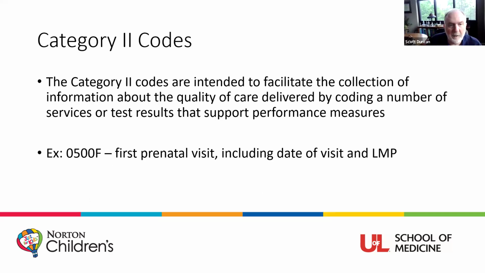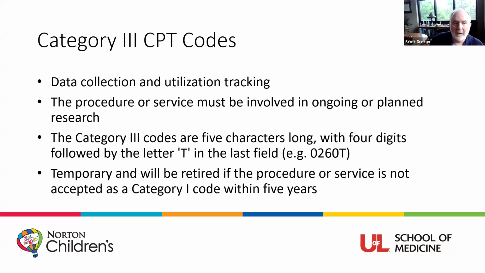So let's talk just briefly about a category 2 code because we're not going to use those much. Category 2 codes are intended to facilitate collection of information about quality of care. So it codes a number of test services. The example I have on here is code 0500F. That is coded at the first prenatal visit. It includes the date of the visit and the last menstrual period. That ultimately is a quality measure. It has nothing to do with how you're reimbursed at all.